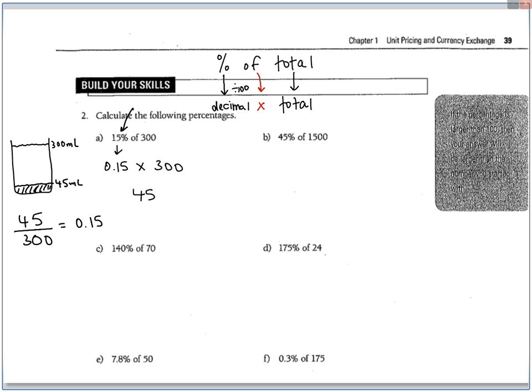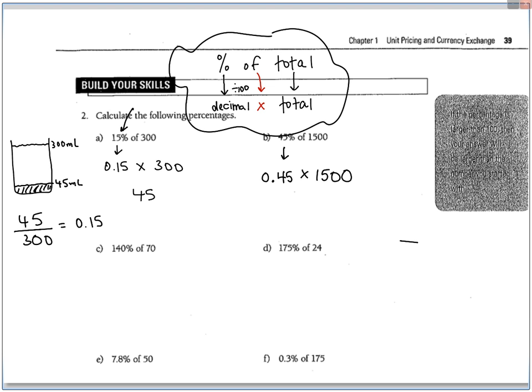So all these questions, you just follow the formula. Put that formula down somewhere so you don't forget. Make the percentage a decimal, then times the total. Okay?